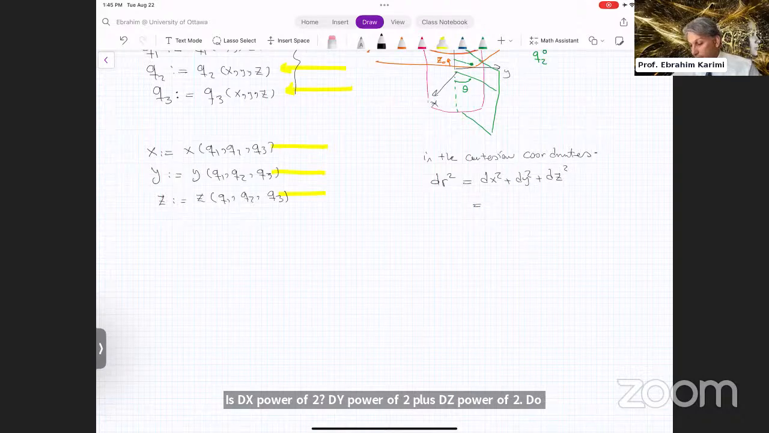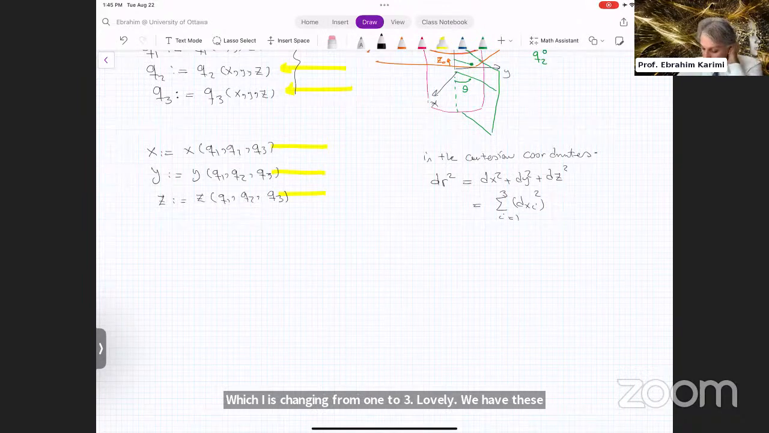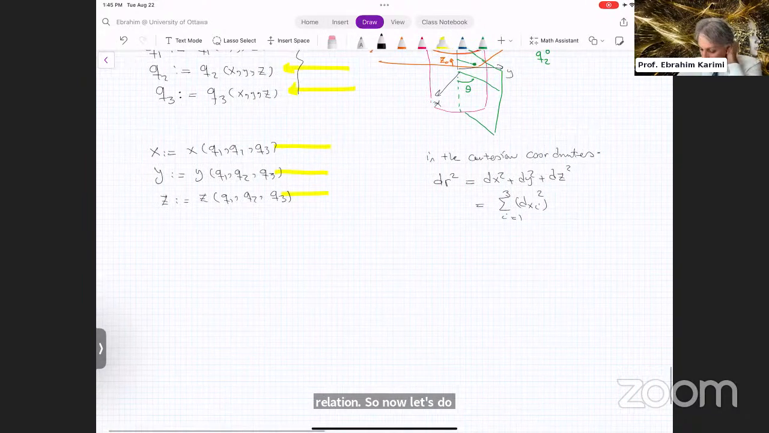Or I can even write it as perfect moving. Or we can write it as a sum over i of dx_i to the power of 2, where i is changing from 1 to 3. Lovely. We have this relation. So now let's do the calculation and find out what is dx.